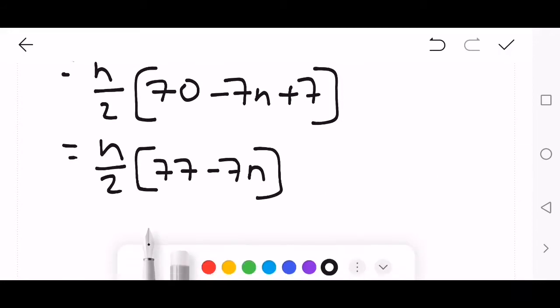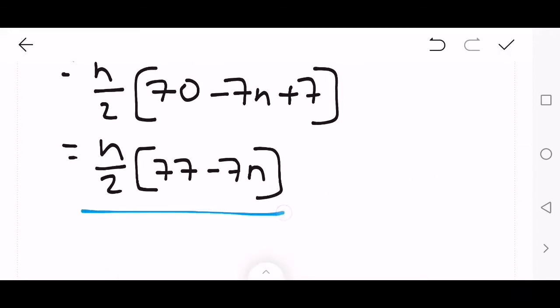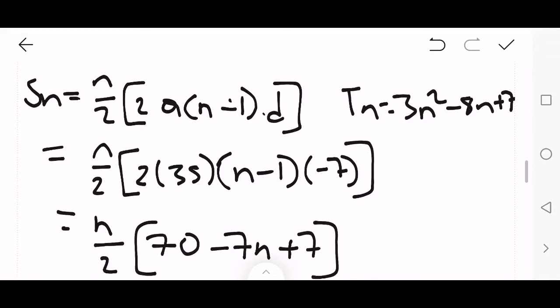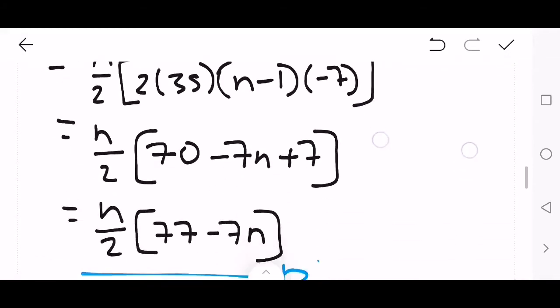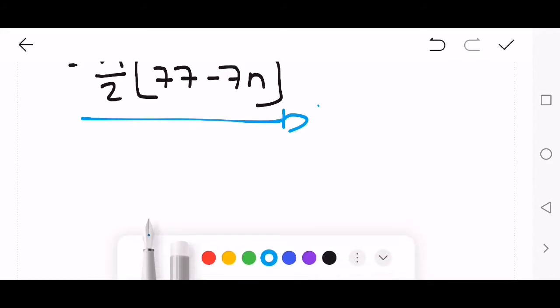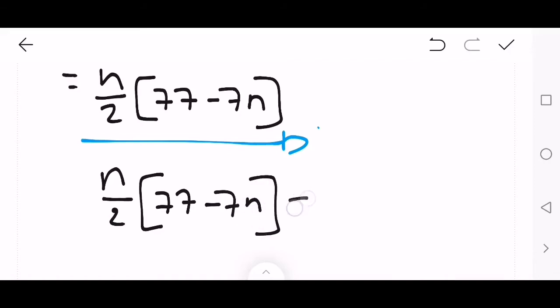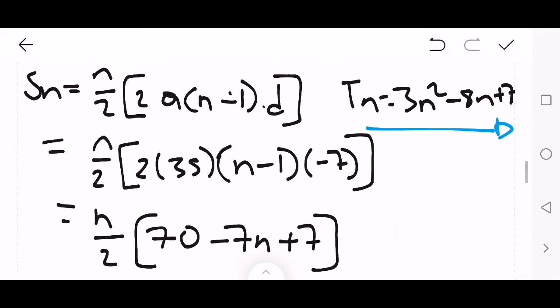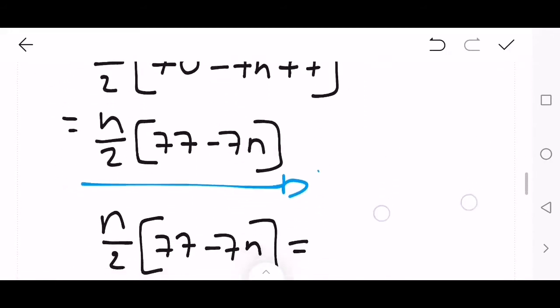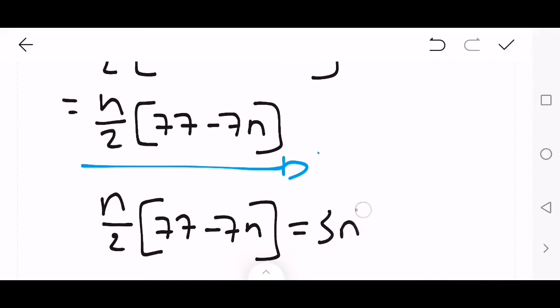So now we have a simplified formula. So now we need to equate this formula to this one. So we will have n over 2 into 77 minus 7n equals, that's 3n squared minus 8n plus 7. 3n squared minus 8n plus 7.